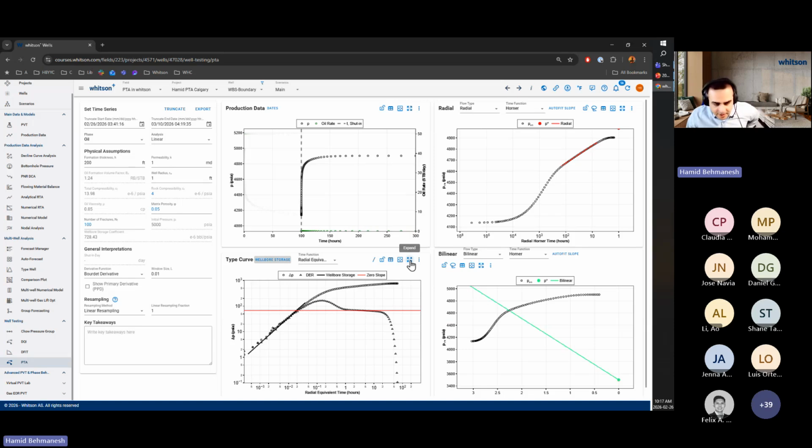Could the bump in the derivative indicate a fracture? If we are talking specifically about this bump, I would say no, because this is the transition from the well-bore storage to the reservoir contribution. Okay. So this is the well-bore storage.